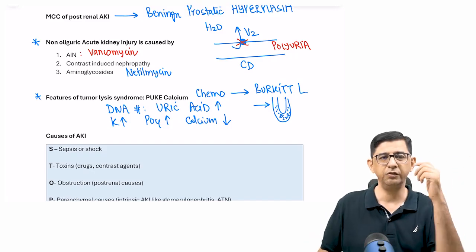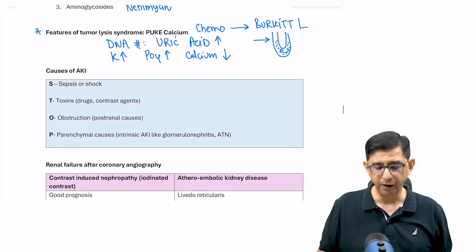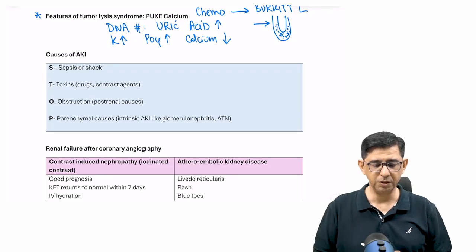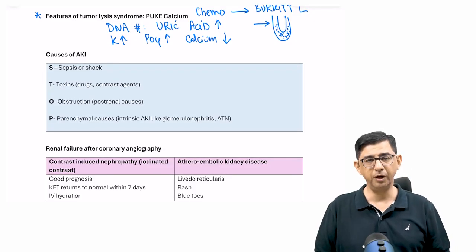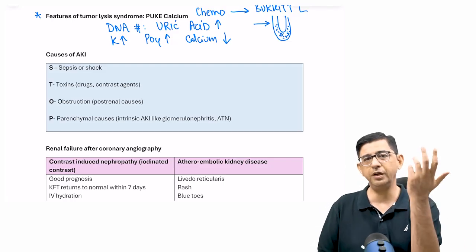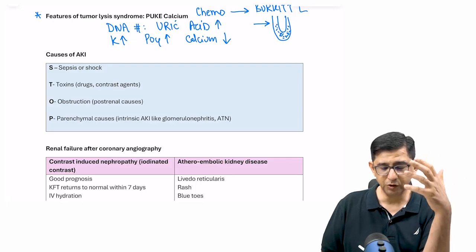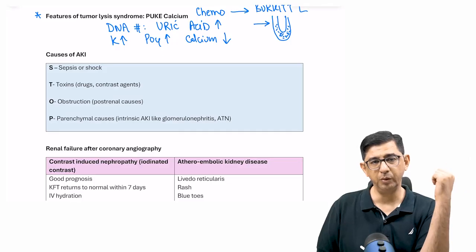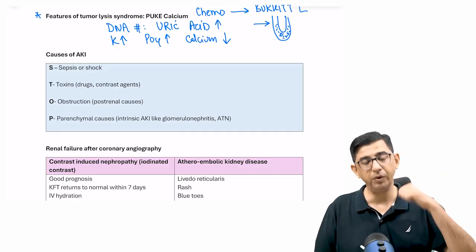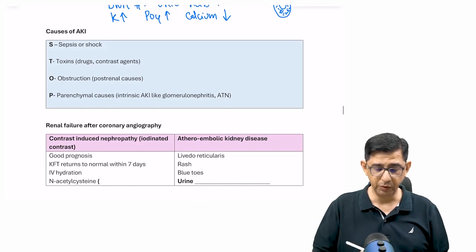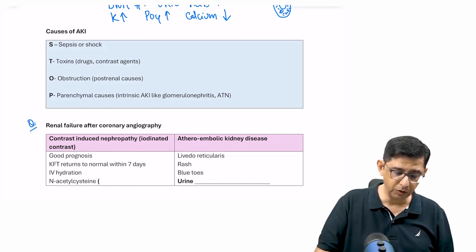As far as causes of acute kidney injury are concerned, one of the leading causes can be sepsis or shock. I'm not classifying them into pre-renal, renal or post-renal now. I just want to say that sepsis, toxins, obstruction, and parenchymal causes are some of the important reasons that can cause kidney shutdown. Then he will give you special situations like renal failure after coronary angiography.